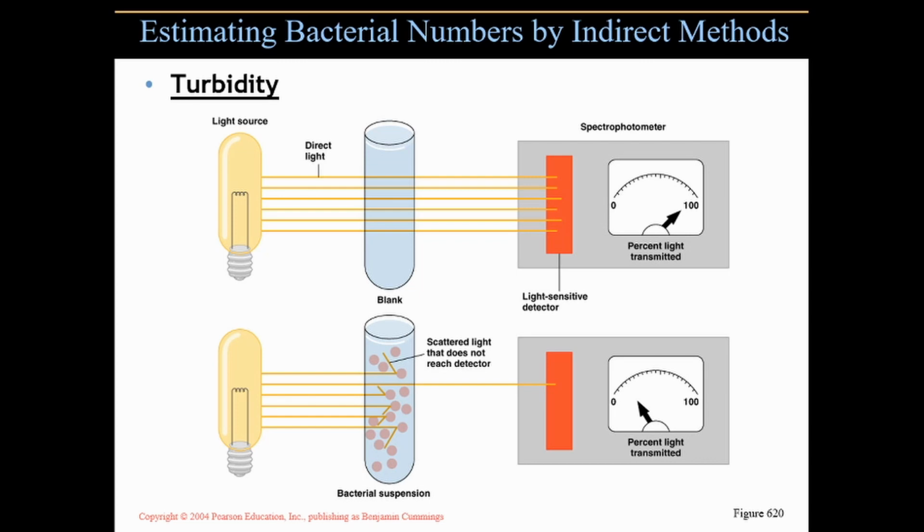So the lower the percentage, the more turbid your sample is, meaning there's more stuff in it. Now, would it have to be bacteria? Not necessarily. It could be other things that are within your sample, but it can be an indication of bacterial populations, and that's why this is estimating. This is an estimation. So more light shines through, less turbid. Less light shines through, more turbid. And this can give you an indication of the amount of bacteria that would be present in your sample.